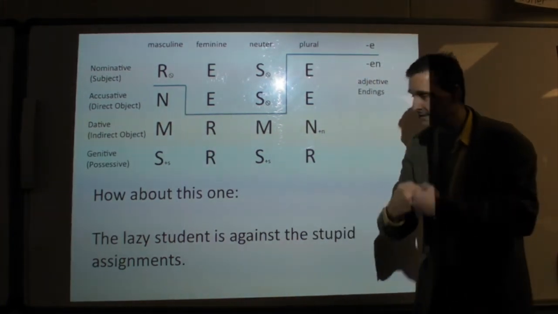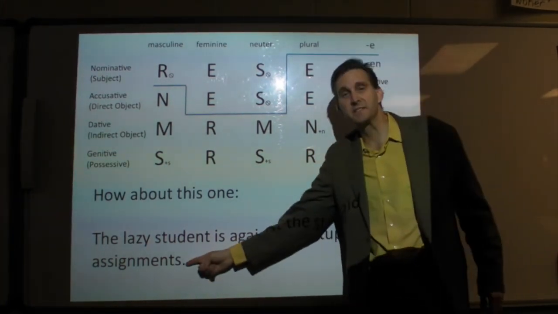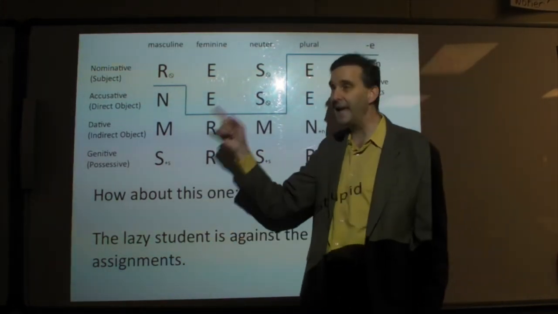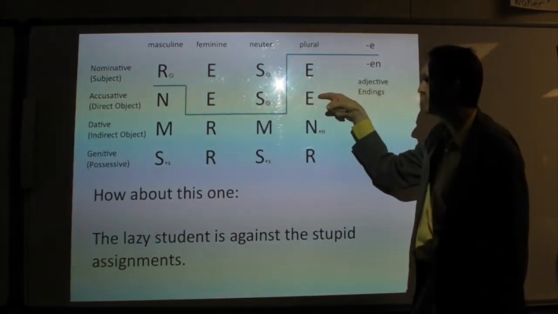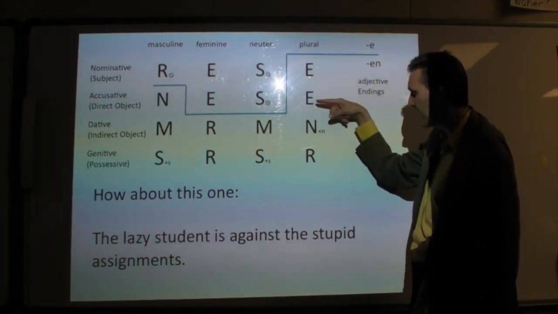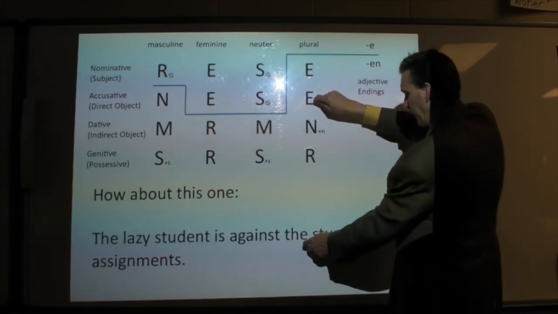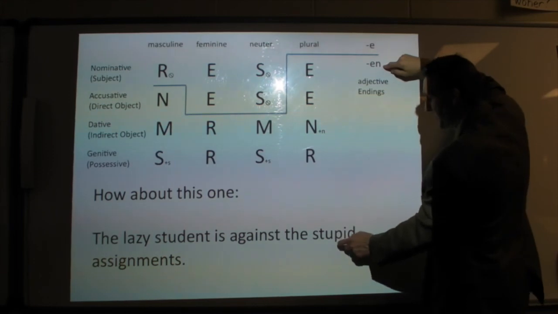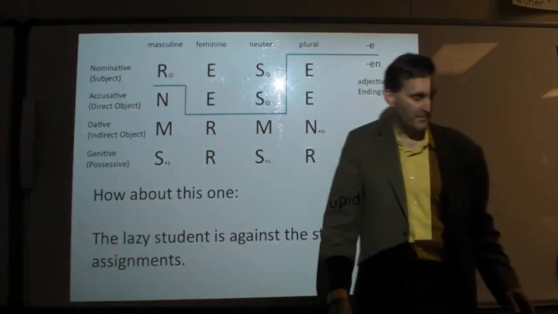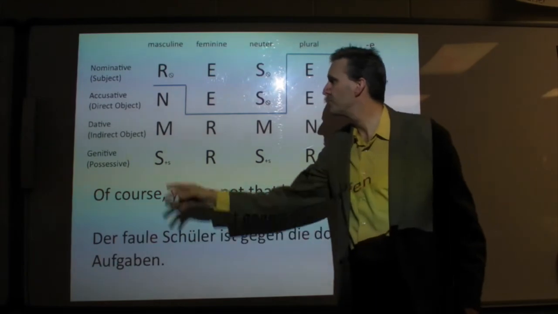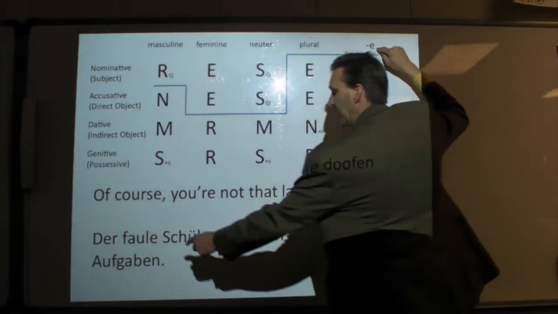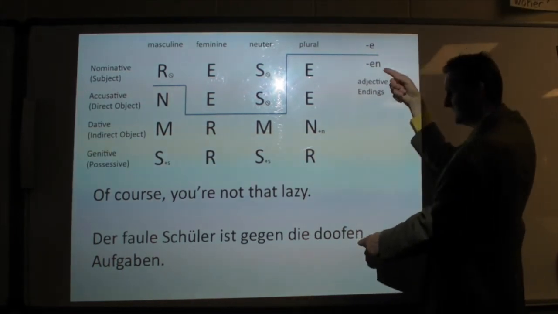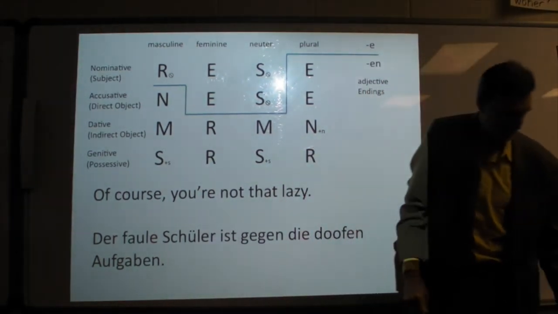Against is gegen. Assignments is easy because that's plural. So we know it's plural. But durch, für, gegen, ohne take the accusative, puts us there with the plural accusative. Gegen, die, stupid is below the line, so doofen, or dummen, Aufgaben. Okay? So, der faule Schüler ist gegen die doofen Aufgaben. That's how this is working.